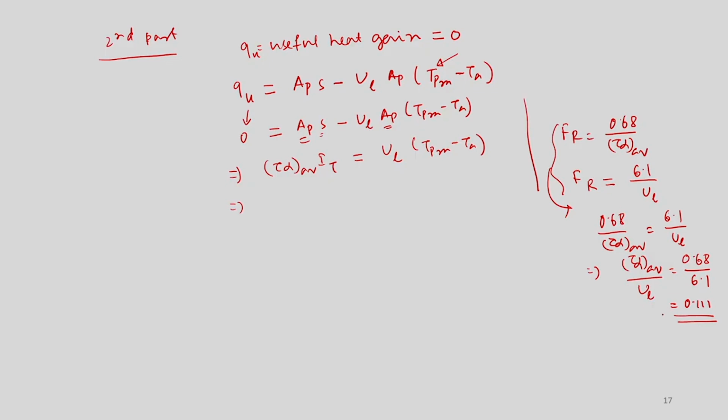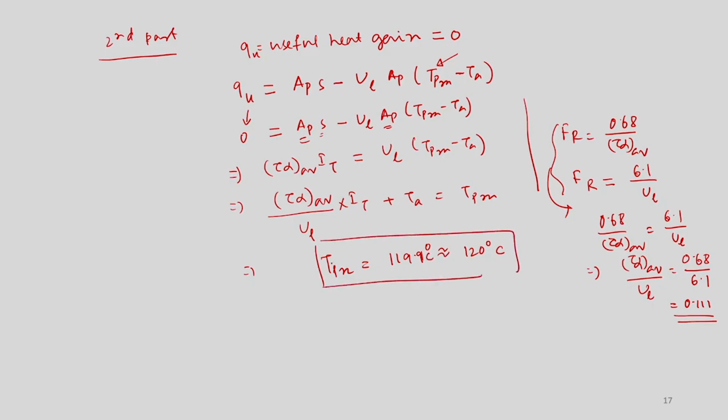If we simplify further, this will be tau alpha average by UL multiplied by IT plus TA, which is TPM. Substituting these values, TPM will be about 119.9 degrees, which is about 120 degrees C. So this is the maximum temperature we will get if no heat is collected from the collector on the particular day.